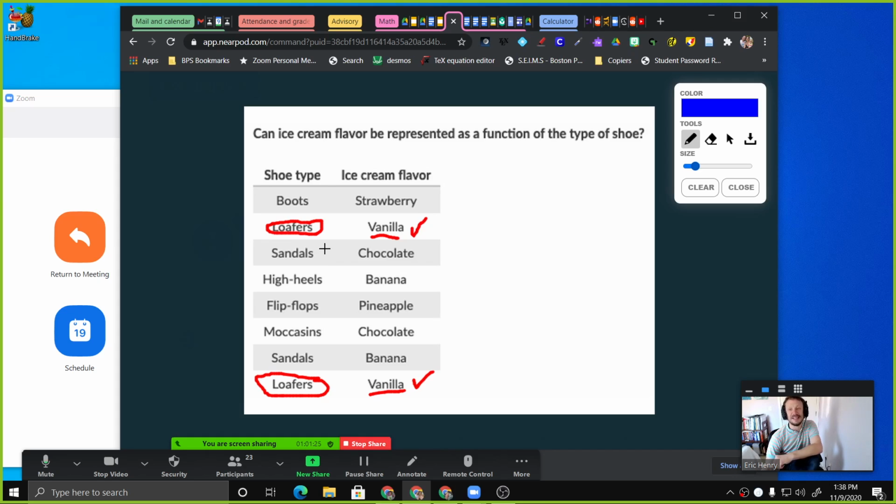Yep, that is true. But I want you to look carefully. You might have to look at Zoom if you've already submitted. I want you to look carefully. Is this actually a function? There's something else you have to look at. Sandals. What happens with sandals? Maps to chocolate. Okay, that's fine. But oh, down here, sandals also maps to banana. Right? That can't happen. So it is not a function.